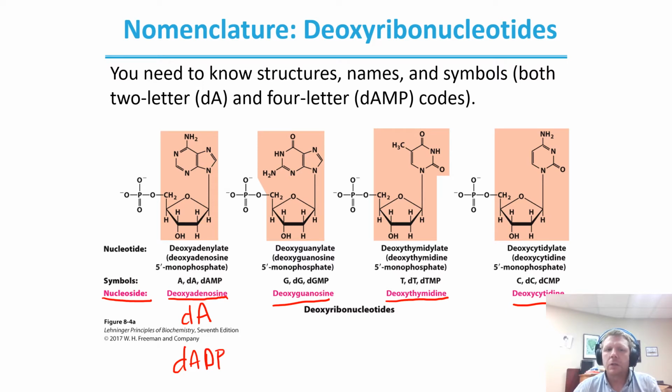DADP, for instance, that's deoxyadenosine diphosphate. So that is the nucleoside plus 2 phosphate groups. So that's where this variation comes in with respect to a symbol. So capital A is indicating simply the nitrogenous base. DA indicates the deoxy sugar plus the nitrogenous base. DAMP is deoxyadenosine monophosphate.